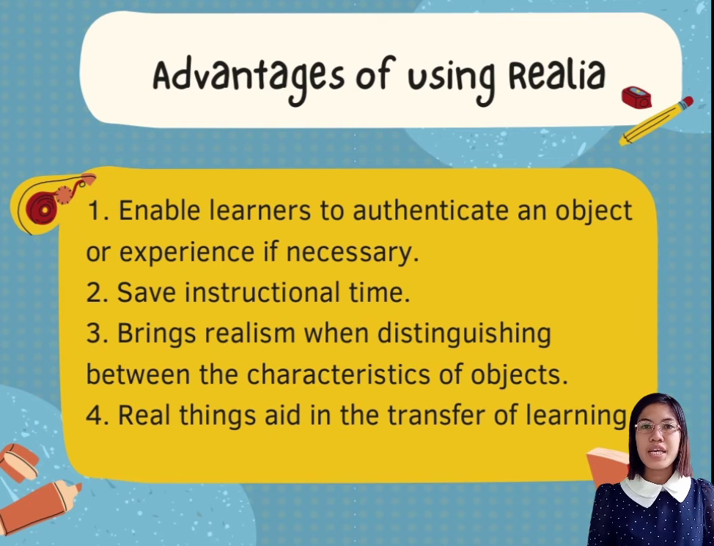So what are the advantages of using Realia? So first, real things enable learners to authenticate an object or experience if necessary. This is because learners see, handle, or taste rather than being told verbally of the same. Second, Realia save instructional time by reducing length of abstract explanations of things which could be unfamiliar to the students. Realia brings realism when distinguishing between the characteristics of objects, and also, real things aid in the transfer of learning because they reduce the gap between learning and application.